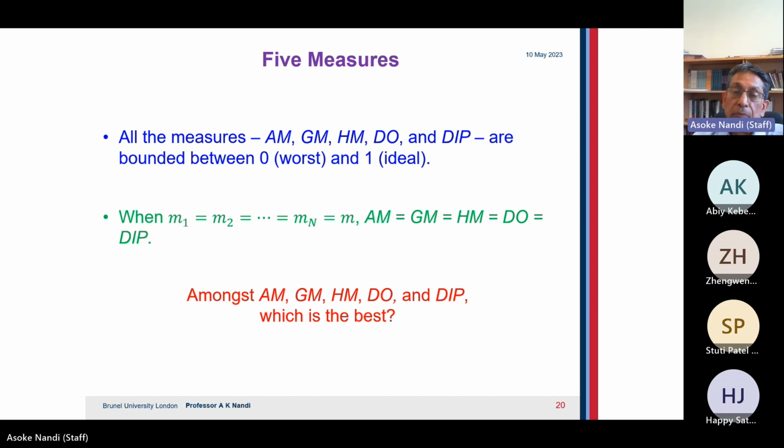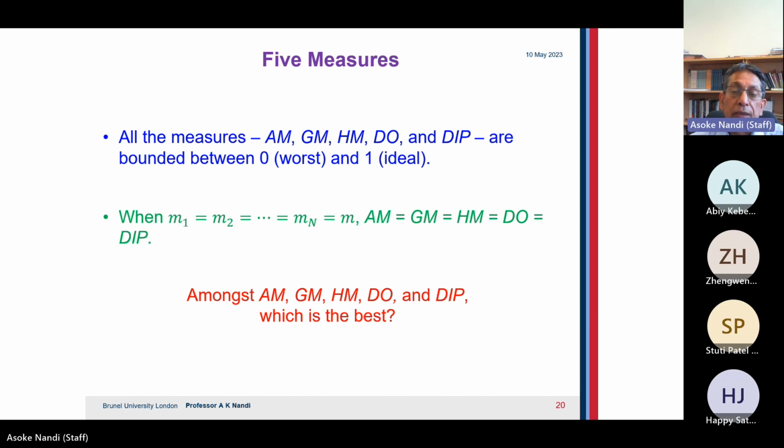There's something else the same. If these metric values, M1, M2, M3, M4, up to MN, are all equal, let's say they're equal to M, then these five performance measures will have identical value, and that value would actually be M. So that's another thing: despite each of them being different from each other, in this scenario they give identical results. They are neatly organized so that they give the same answer, which you would hope to get.